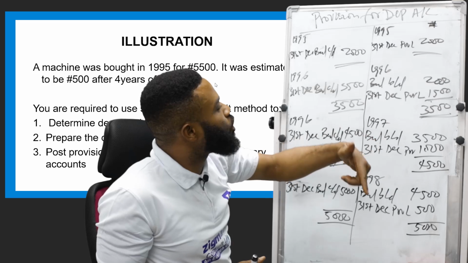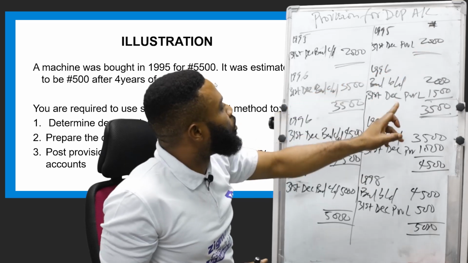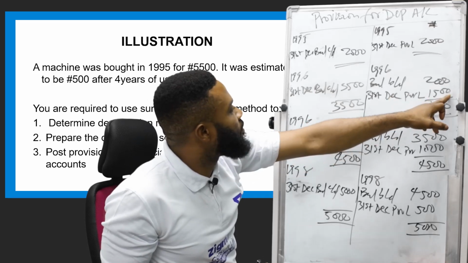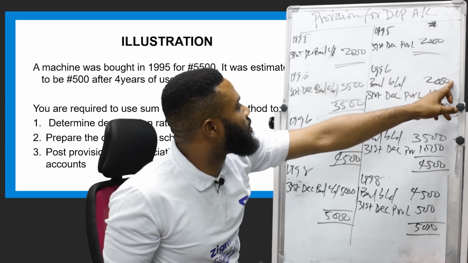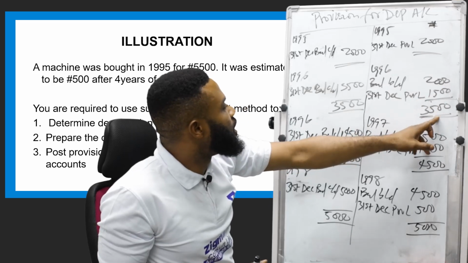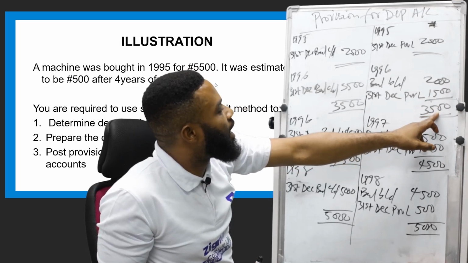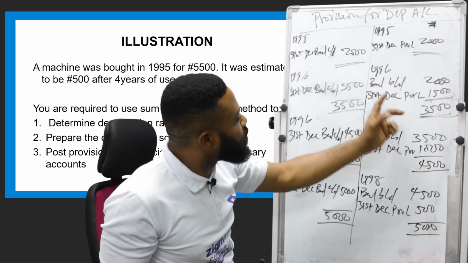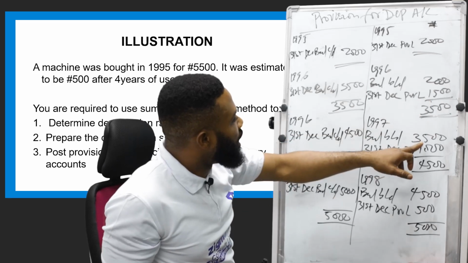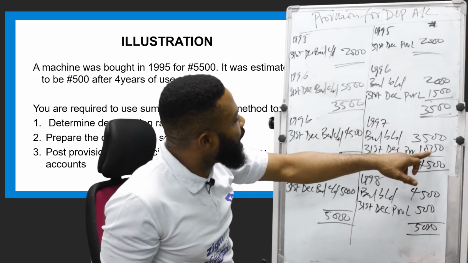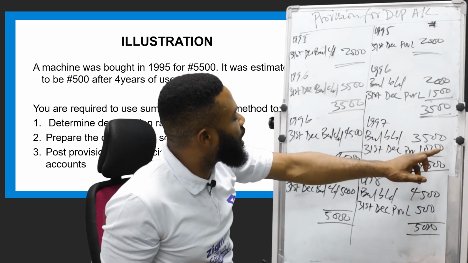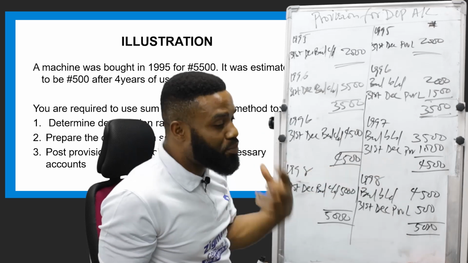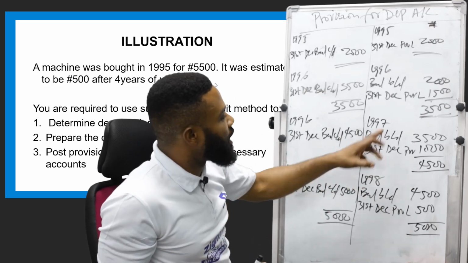The one for 1996 is going to be the one for 1995 plus the one acquired in that year. The one acquired in 1996 is 1,500. When you add it to the one of 1995, you have 3,500. This is what is expected to arrive at in 1996. So for you to start 1997, this balance must be brought forward, which is 3,500. Depreciation for that year is 1,000. When you add that 1,000 to 3,500, you have 4,500. That's the depreciation for the year for 1997.